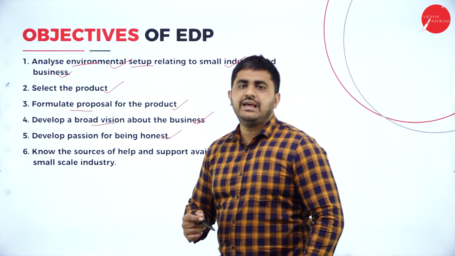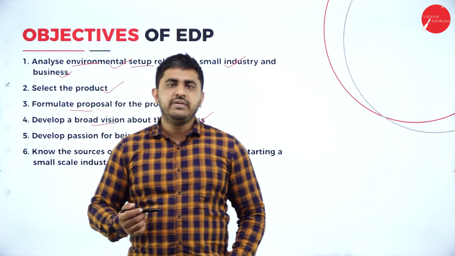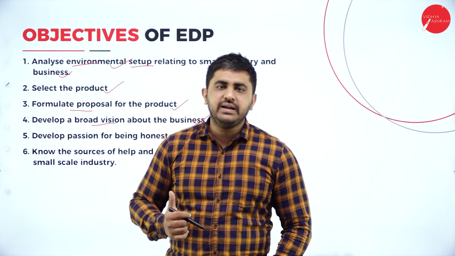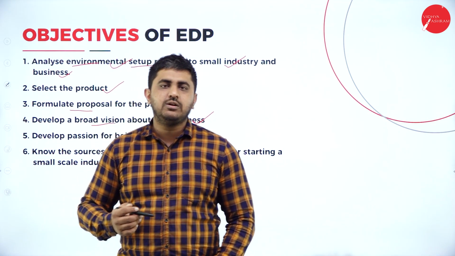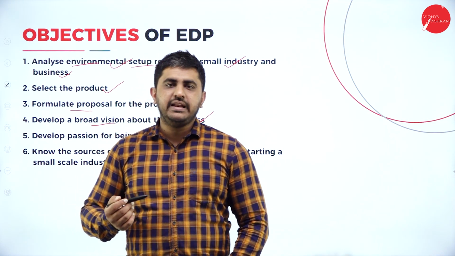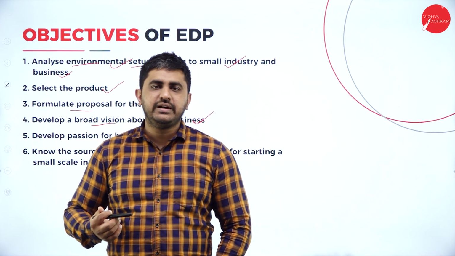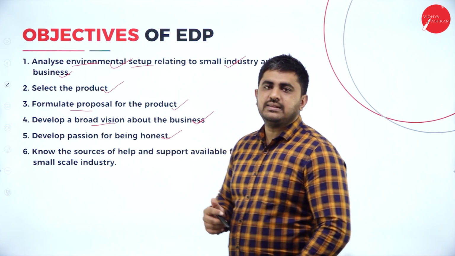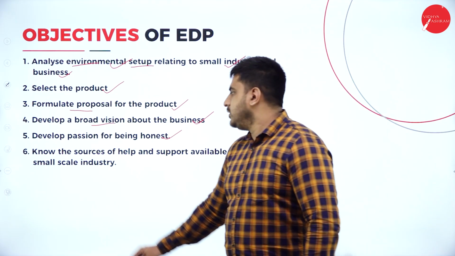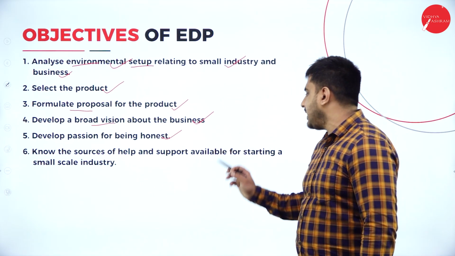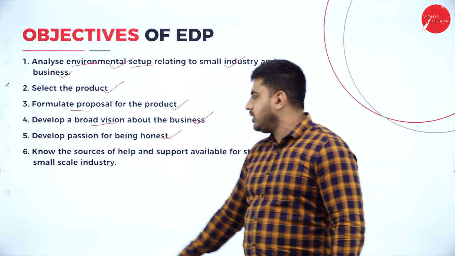So an entrepreneur will never be successful if he is dishonest. What EDP teaches is it will ask the entrepreneur not to lie, not to commit any frauds or any kind of criminal activities in order to prosper in the long run. That is the meaning. Know the source of help and support available for starting a small scale industry.